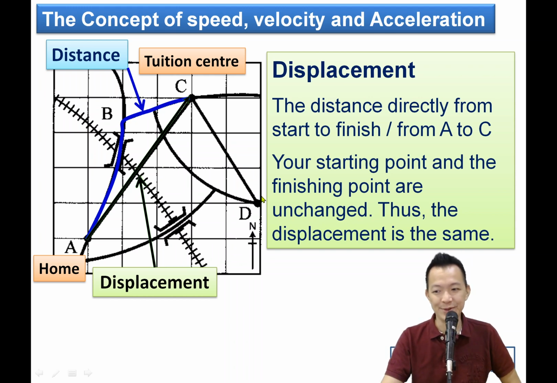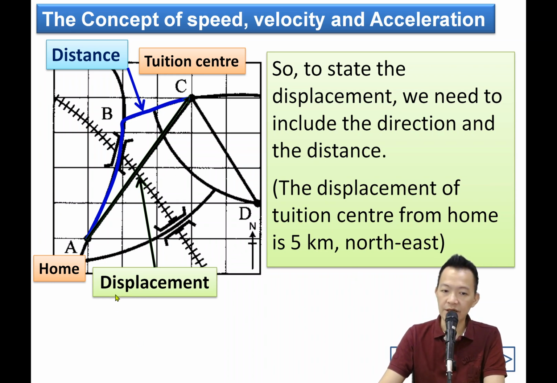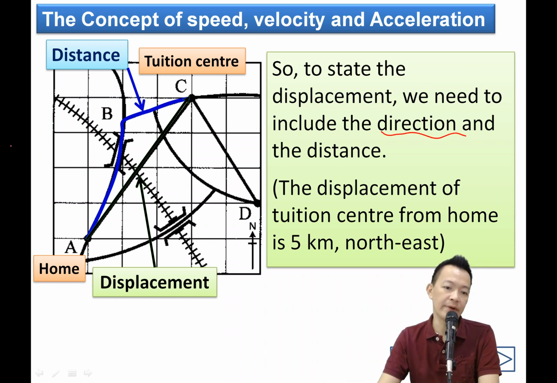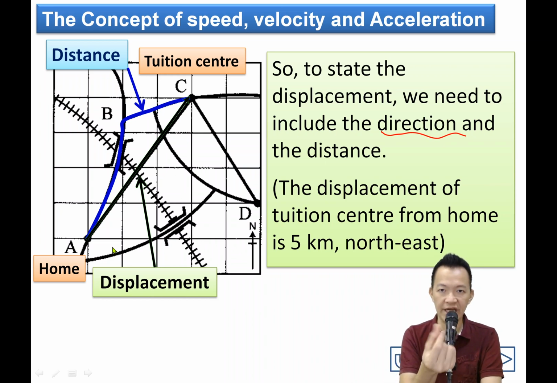Okay, something to add. To state the displacement, we need to include the direction of the distance. So if you want to use the word displacement, you need to include the direction. For example, if you tell me the displacement of the tuition center from my house is 5 km. The displacement of the tuition center from our house is 5 km. Okay, but it can be 5 km here, it can be 5 km this side, it can be 5 km Sydney, right? So if you use the word displacement, please tell me the direction, or maybe give me the GPS location, from where to where. So you have to state the direction from here to here, 5 km.